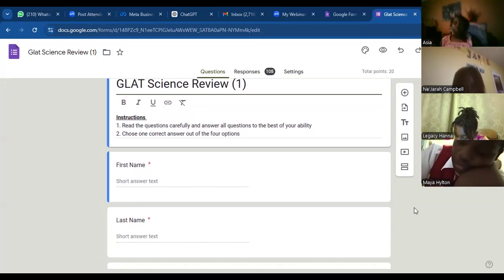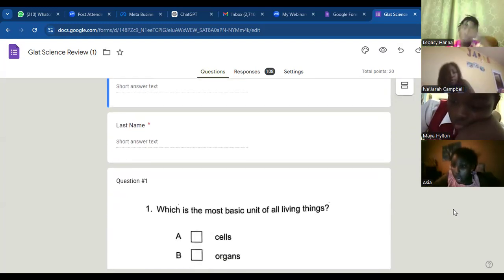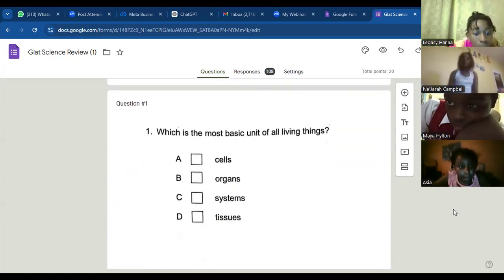Today we're going to be looking at a GLAT past paper for science, and we're going to go through each question. We're not going to take too long on these questions. I'm going to give each person an opportunity to read the question, and I want you to quickly put your answer inside the chat. All of them are multiple choice questions. So let's start. Go ahead, Legacy. Read the question and the options for me.